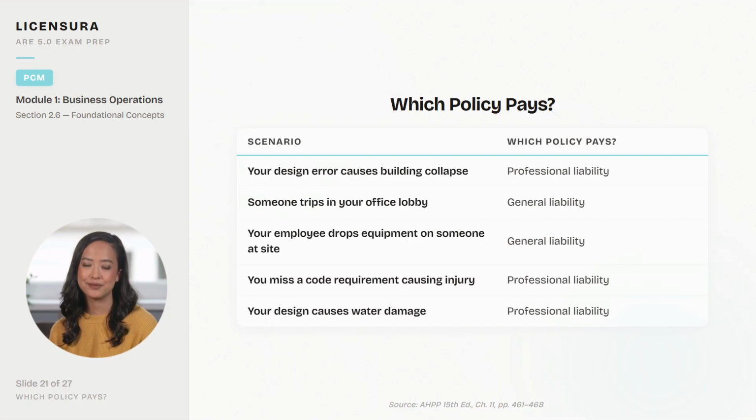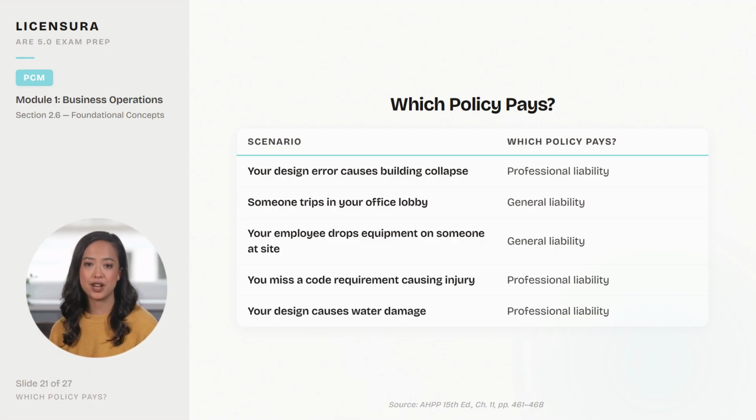Now here's something the exam absolutely loves to test, so pay attention. General liability specifically excludes professional services. Your general liability policy will not cover you if someone gets hurt because of your design work. That's a critical gap. Think about it this way with some real scenarios.